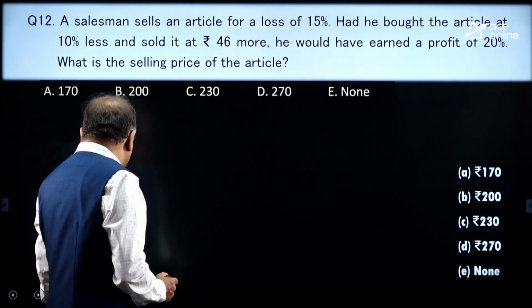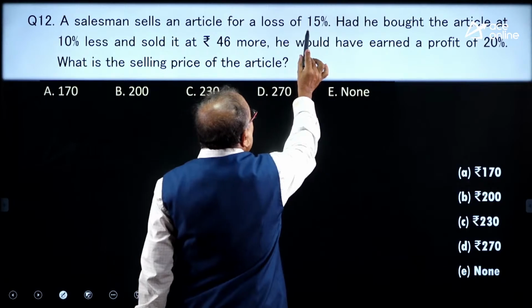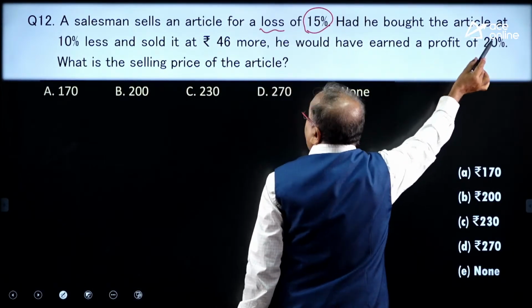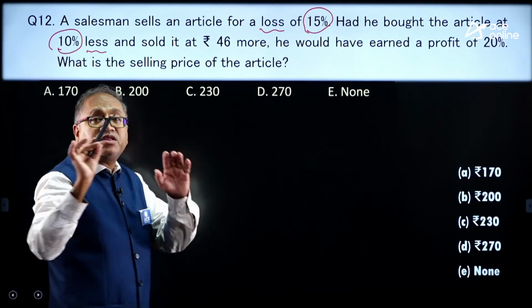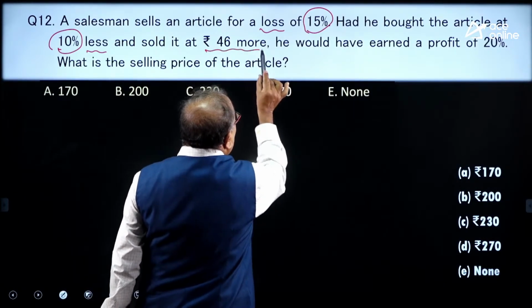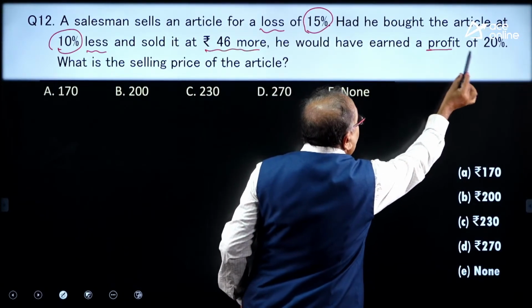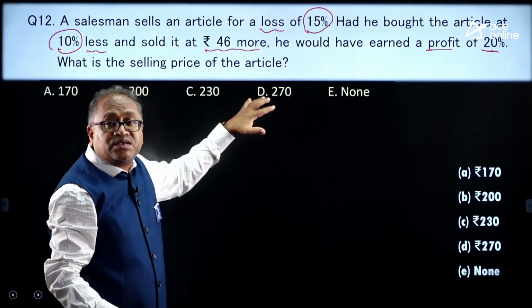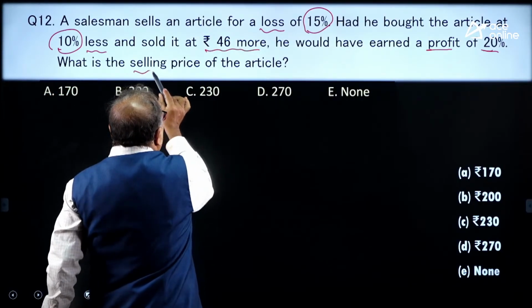Now, what is this question here? A salesman sells an article at a loss of 15%. Had he bought the article at 10% less and sold it for 46 rupees more, he would have made a profit of 20%. In the first case, there is a loss. If this change is applied, he will make a profit of 20%. What is the selling price of the article?